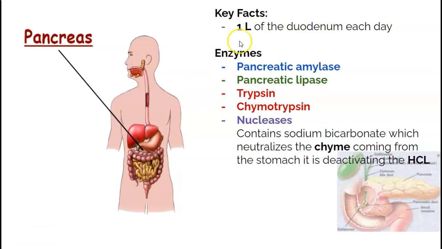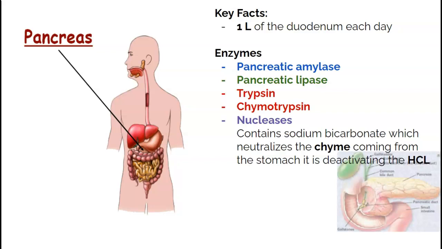So the pancreas delivers about 1 liter of fluid to the duodenum each day, and it produces all of these key enzymes. Pancreatic amylase, which is breaking down carbohydrates. Pancreatic lipase, which is breaking down fats. Trypsin and chymotrypsin, breaking down proteins, and nucleases, which are breaking down nucleotides, which we don't talk about in this chapter, but just so you know they're there, okay?